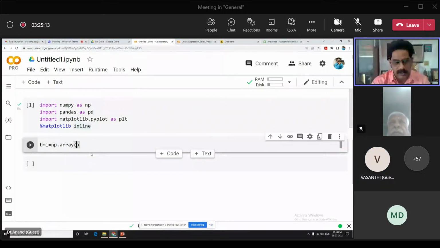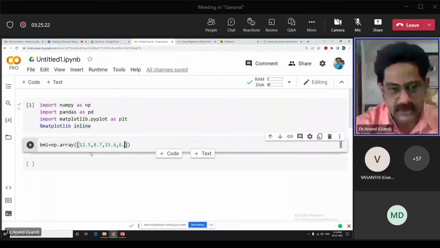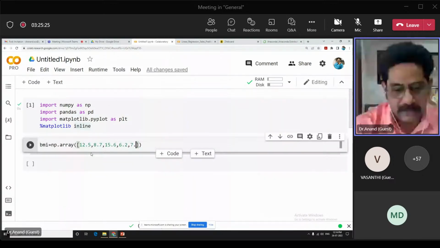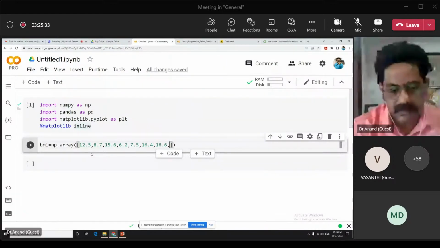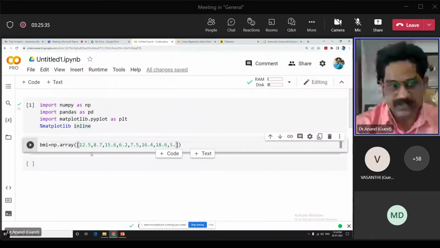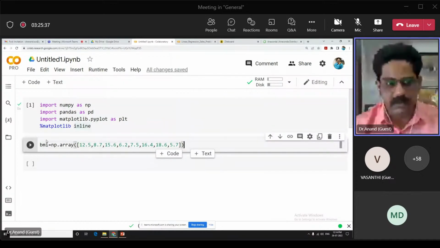So 12.5, 8.7, 15.6, 6.2, 7.5, 15.4, 18.6, 5.7. Assume this is one array. I'm calling this the BMI array.